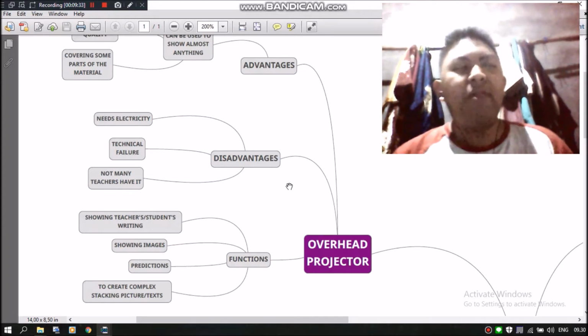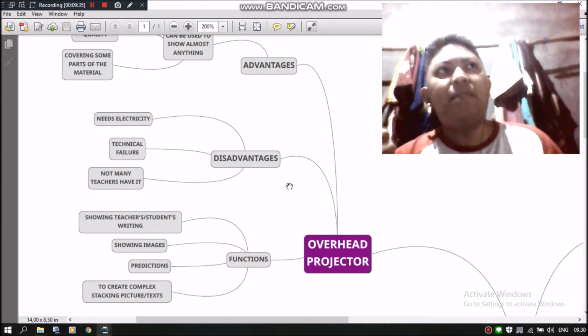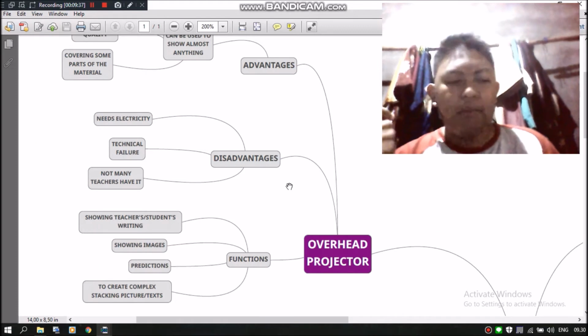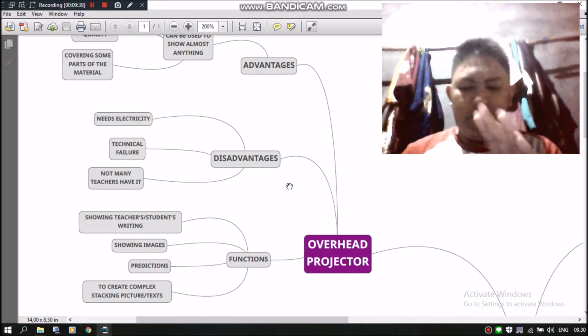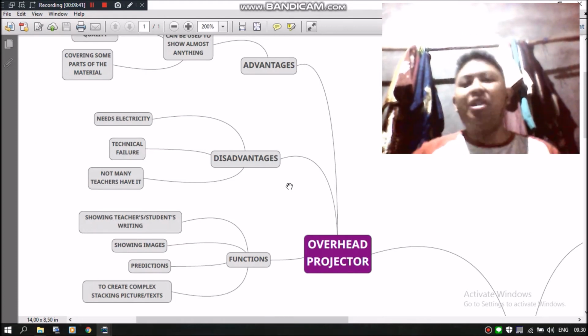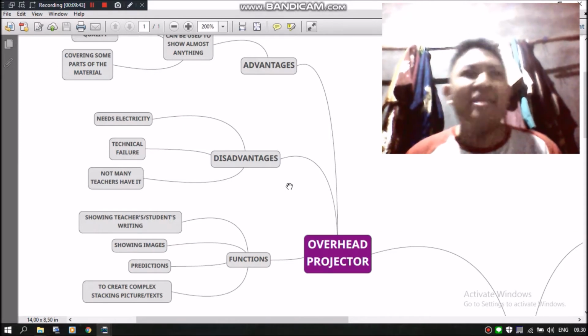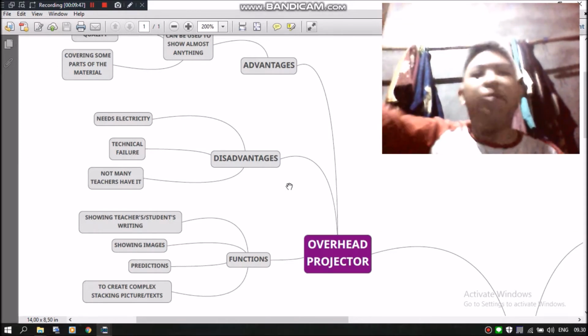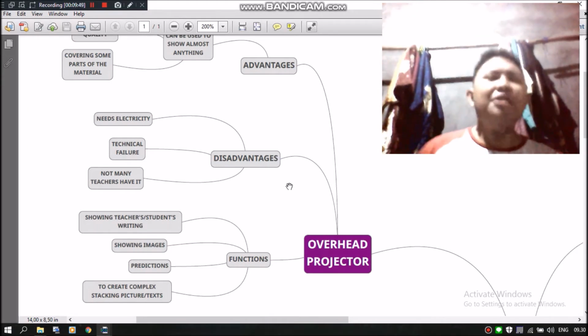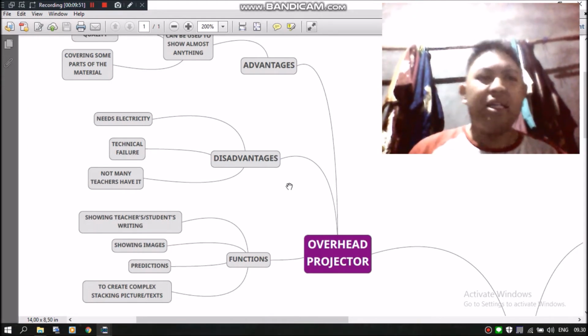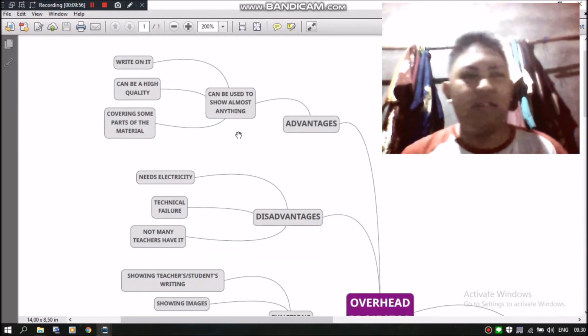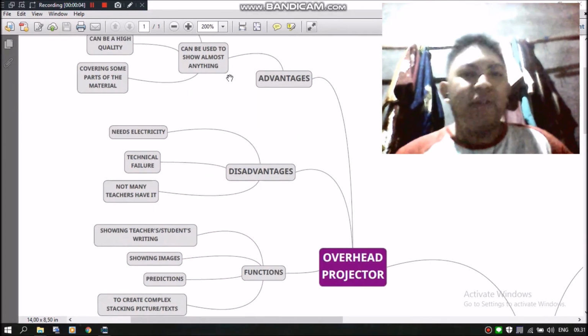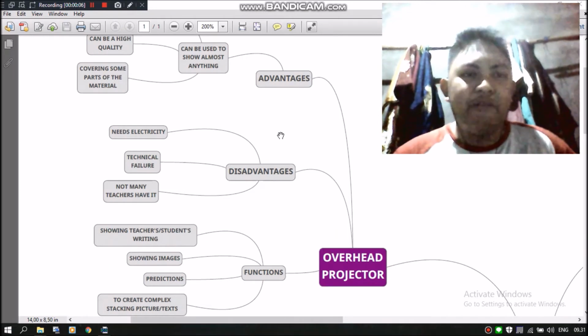So for example, if you put a piece of image on the projector of your overhead projector, it will directly project it onto the wall. And you can also use it to write anything you want, and I will explain it later on the advantages. Okay, so the advantages of using overhead projectors.